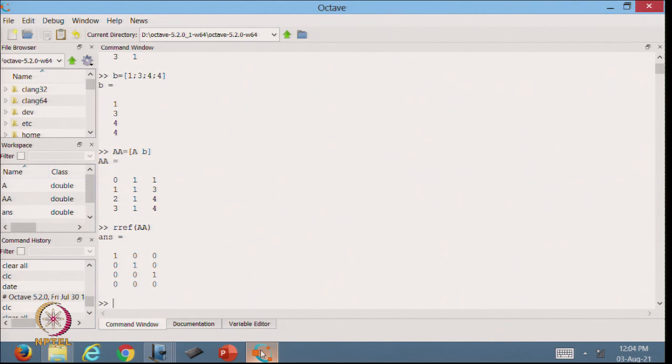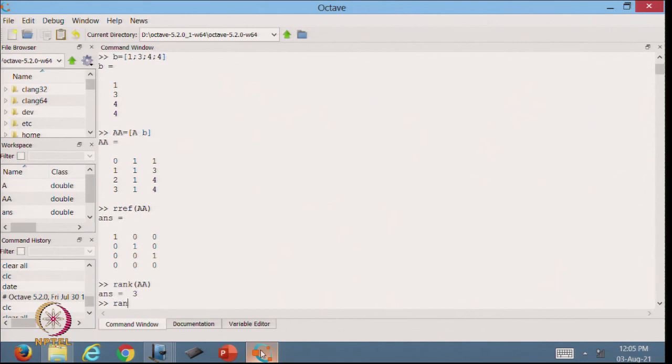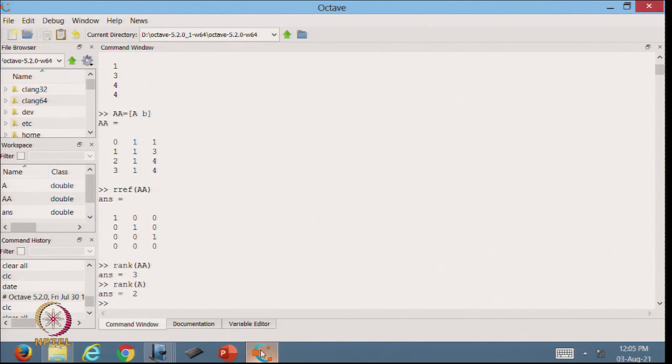So, from here I found that the system is inconsistent because the rank of AA is 3, and the rank of A, you can check from here, is 2. So, the system is inconsistent.